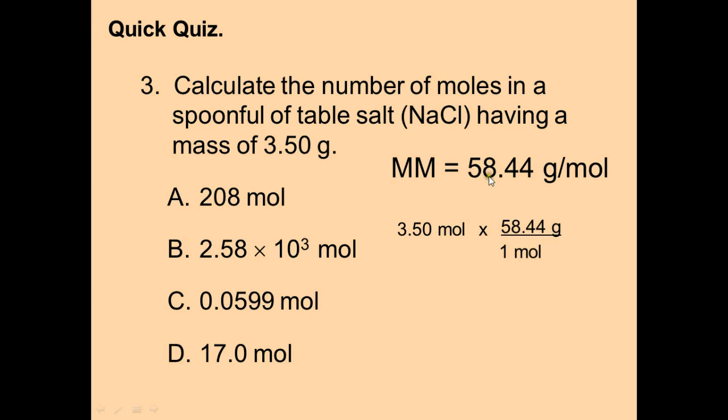My bad, I did this little part to show you. And so we do 3.5 divided by 58.44, and it would give you C, 0.0599 moles. Pretty much again, we just did 3.5 grams divided by 58.44. Just ignore this little conversion.